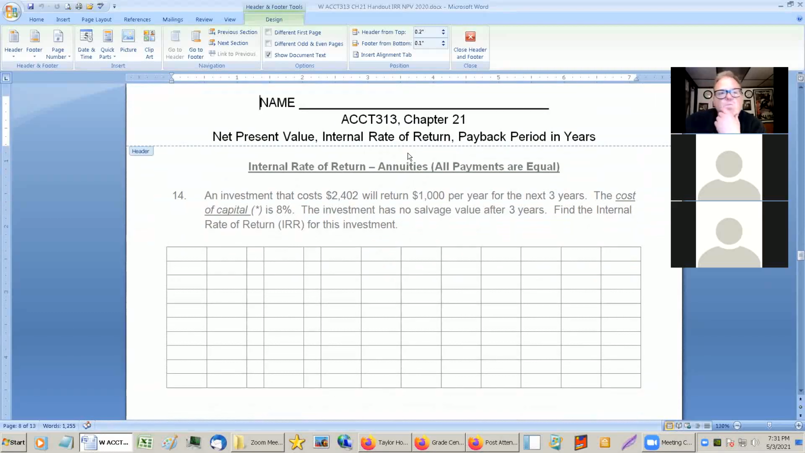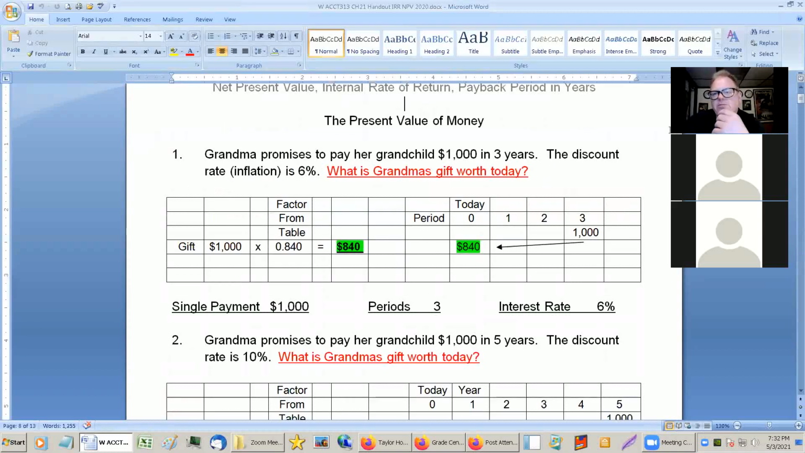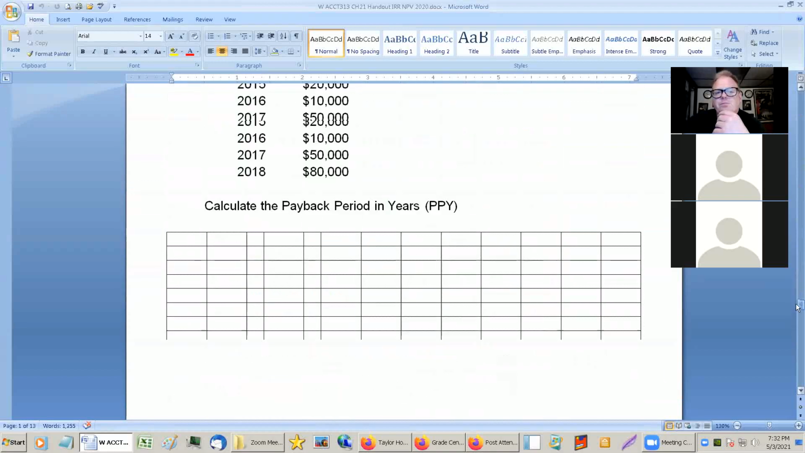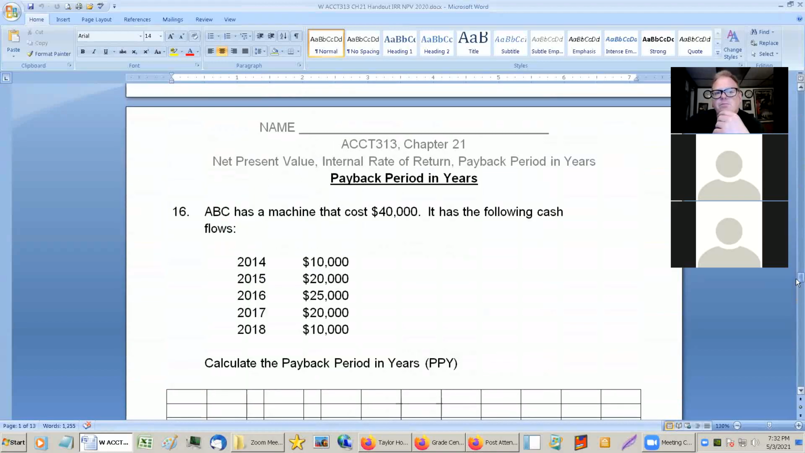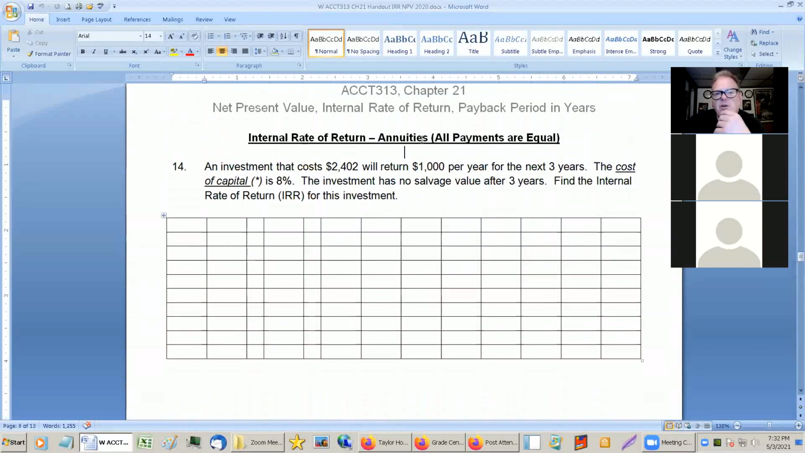Page 8, problem number 14. We'll go over how we do this, and then what I will do is I will change the test. We're only going to do internal rate of return.